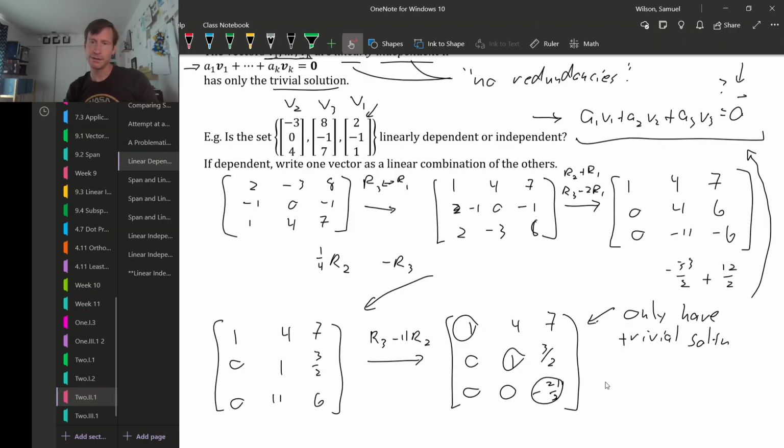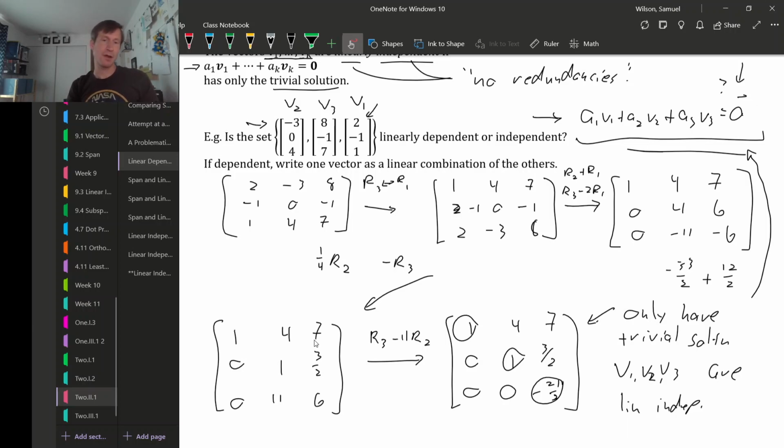So what does that tell us about dependence or independence? Well, if the only solution to this is the trivial solution, that means that these 3 vectors, v1, v2, and v3, are linearly independent. All right, so these are linearly independent.